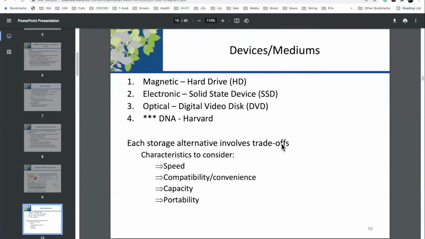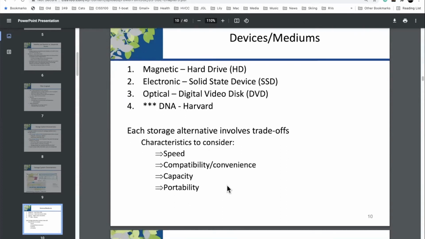Okay, so again, with the three mediums, magnetic, electronic, and optical, that correspond to the hard drive, solid state device, and digital video disk. And we saw with quantum computing, by the way, that the qubit can actually store things. Okay, so there's something else coming on the horizon. And we know that Harvard is also using DNA as a storage device. So again, with all of these things, how do we assess them? Well, what's their speed, their compatibility? Again, compatibility is going to largely depend on how they're formatted, which again is an operating system function, their capacity, portability, and of course I added cost.